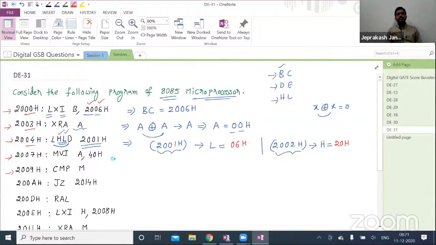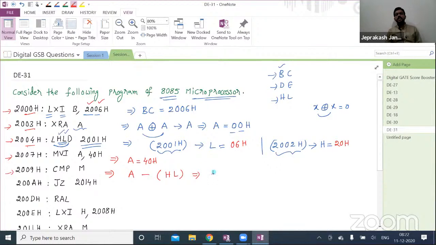Now, next one is what? Move immediate A comma 40. That means the accumulator value is 40. Now, the next instruction is compare M. So that means the accumulator contents will be compared with the memory location. Here, the memory location is the contents of HL.